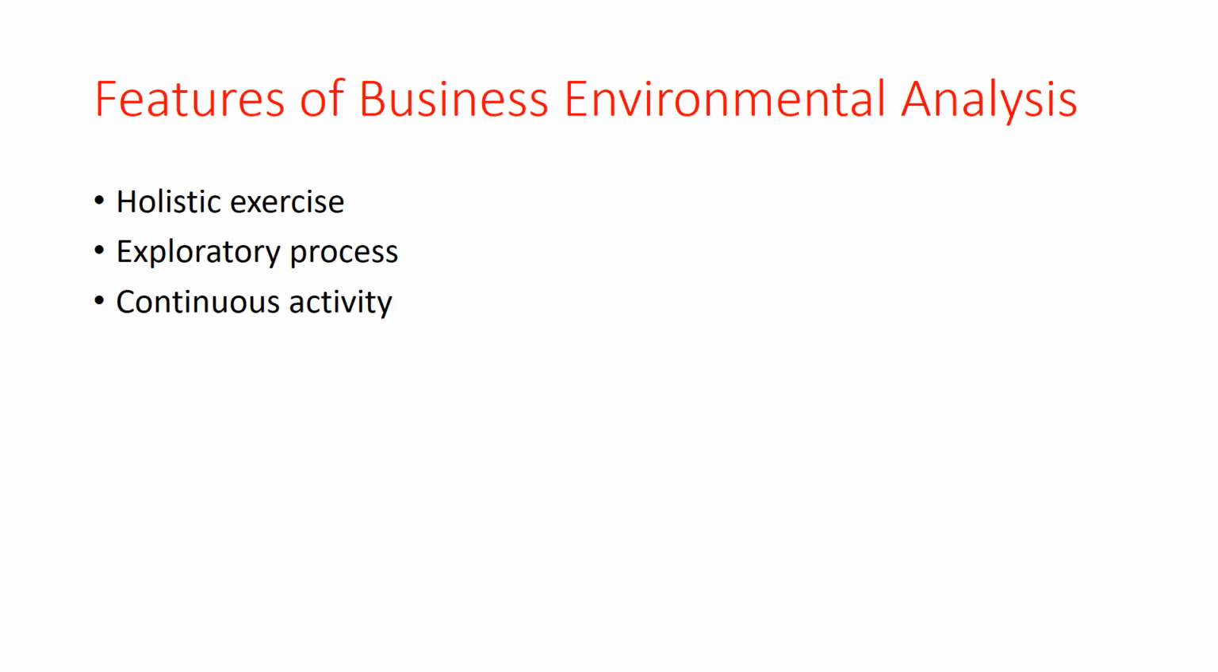The next feature of business environmental analysis is that it is a continuous activity. It is not a one-shot deal. It is a continuous process of picking up new signals from the environment and keeping track of shifts in the overall pattern of trends. For this, detailed studies are carried out from time to time to keep a close watch on previously identified trends that were found to be important from the organization's point of view. So these are the main features of business environmental analysis.